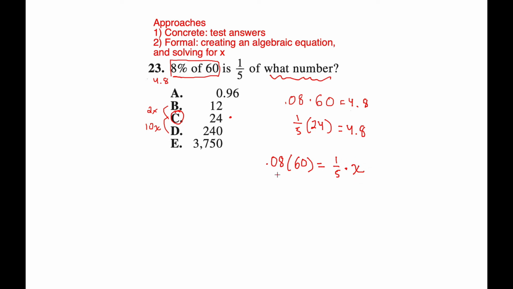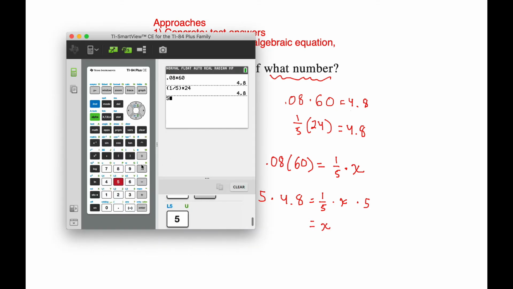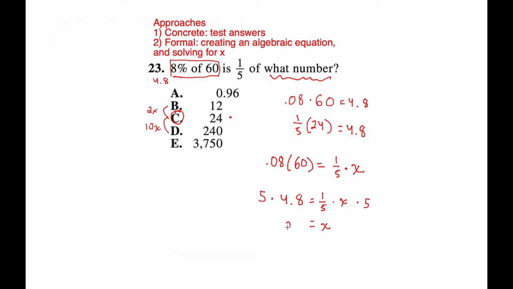We already figured out that 0.08 times 60 is 4.8, so we can write 4.8 equals 1/5 times x. The last step to get x by itself is to multiply by 5 on both sides to get rid of this 1/5. So I'll multiply by 5 here and here, and we'll get that x is equal to 5 times 4.8, and that equals 24, just like we got earlier. So C is again correct.